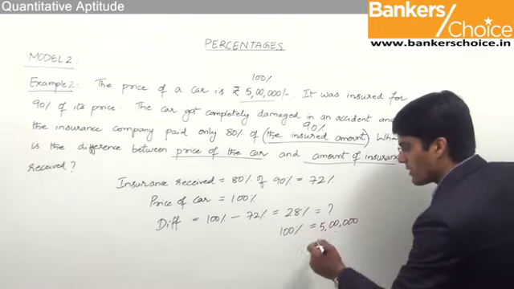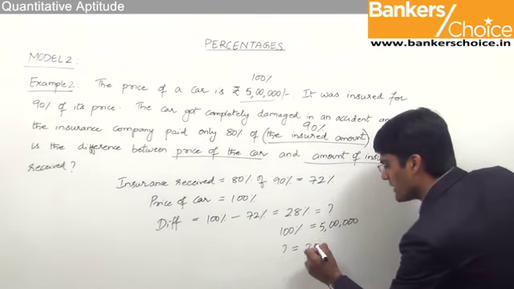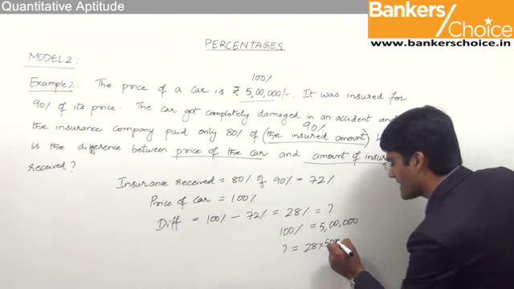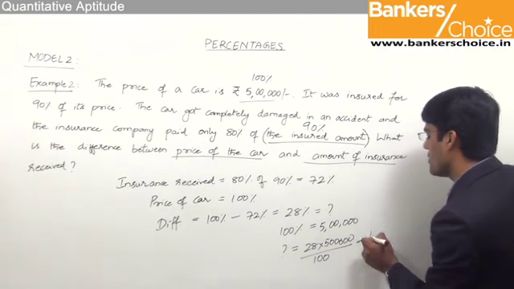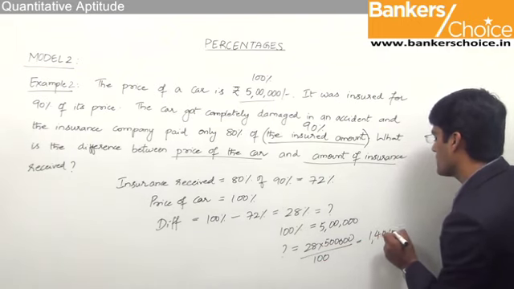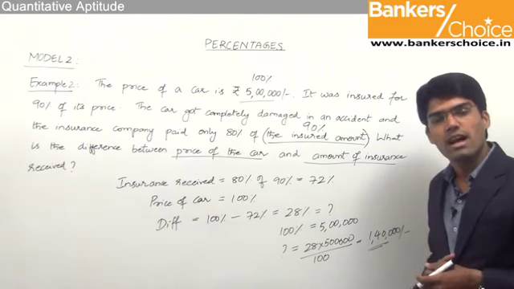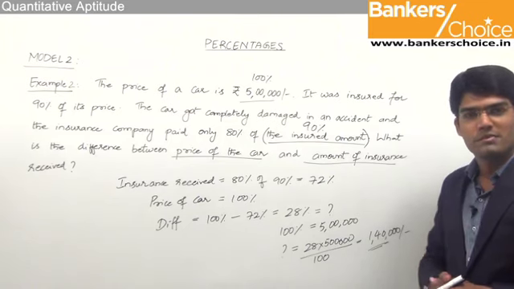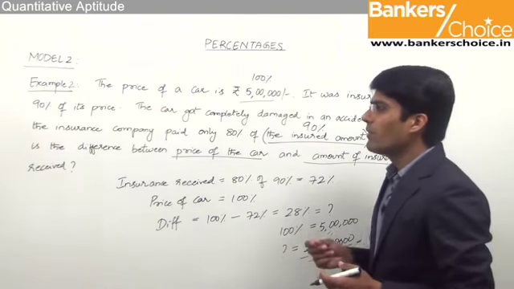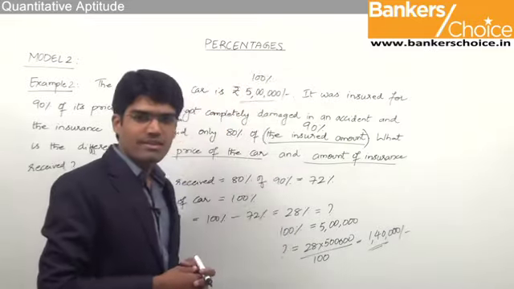So from this, by cross multiplication, we can say that 28% will be equal to 28 into 5 lakhs divided by 100, which is equal to 1,40,000 rupees. The difference between the actual value of the car and the amount of insurance received will be 1,40,000 rupees. So this is how we can use percentage of percentage concept in solving various questions of these type.